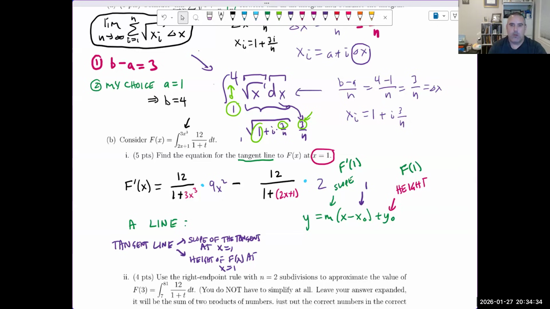Yeah. So the only reason we can do this problem is because I can now plug in the 1 to the derivative I just found. 12 over 1 plus 3 is 4 times 9 minus 12 over 1 plus 3 is 4 times 2. So I'm getting 3 times 9 is 27 and 3 times 2 is 6. So I'm getting 27 minus 6. So I'm getting that this is 21.